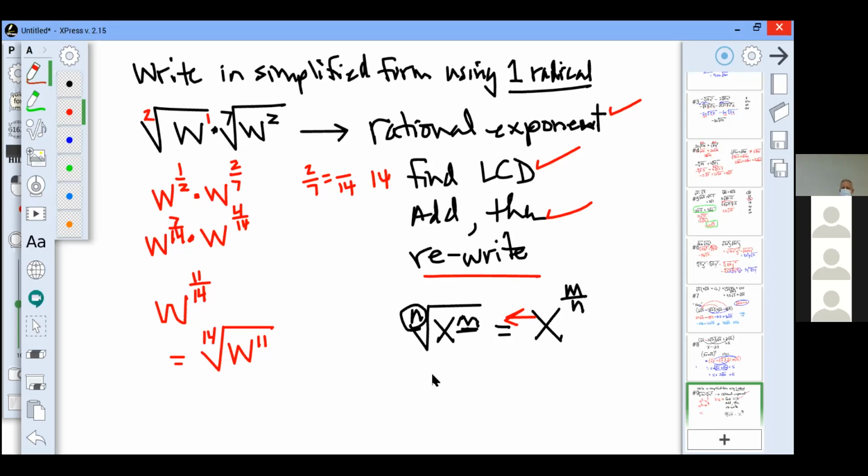So it's an exercise in a couple things. Recognizing how to go from a radical to a rational exponent and vice versa. Okay, finding a common denominator for those two rational exponents and then combining them and then rewriting it again. Now, can this be simplified? My index is 14. I've got to have at least a group of 14, right? Okay, so I can't simplify it. That's done.